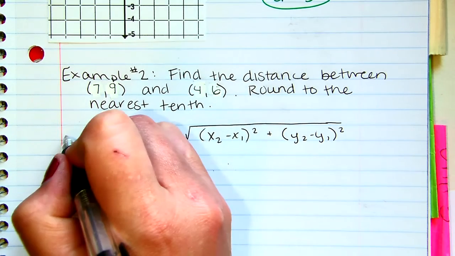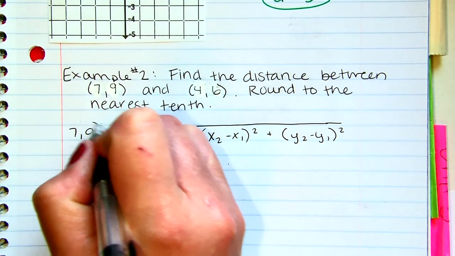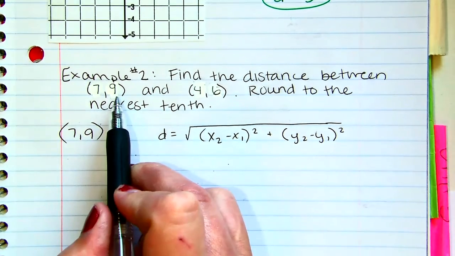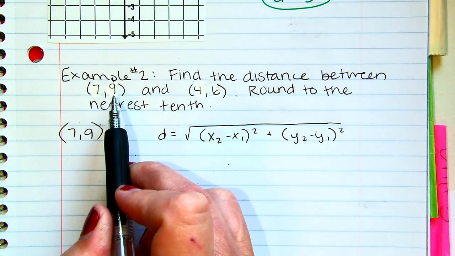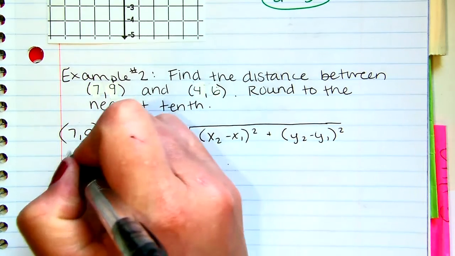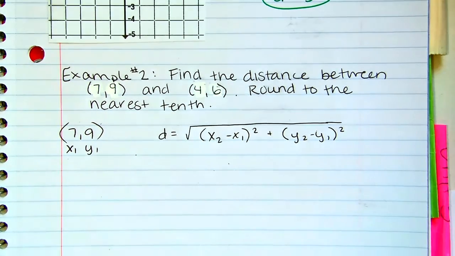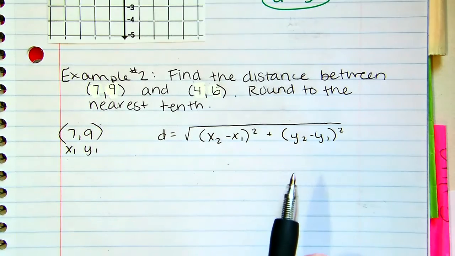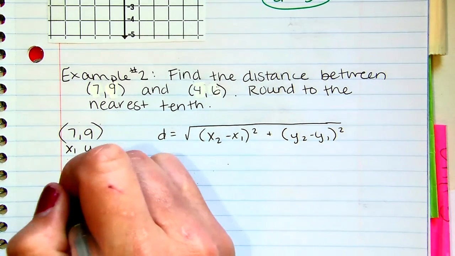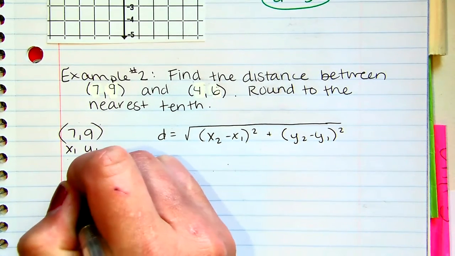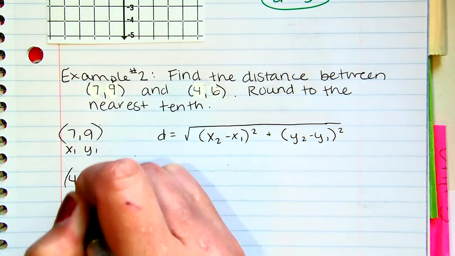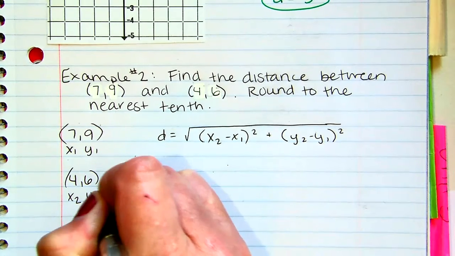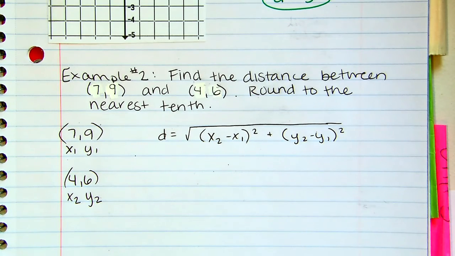I have 7 and 9. Those are the first set of coordinates that we are given, so that happens to be our x1, y1. Next, we have 4, 6. That's our second set of coordinates that we're given, so we're going to use that second. So I'm going to have 4, 6, and I'm going to write that as x2, y2.